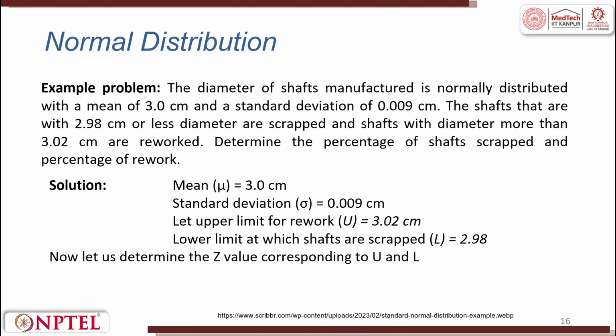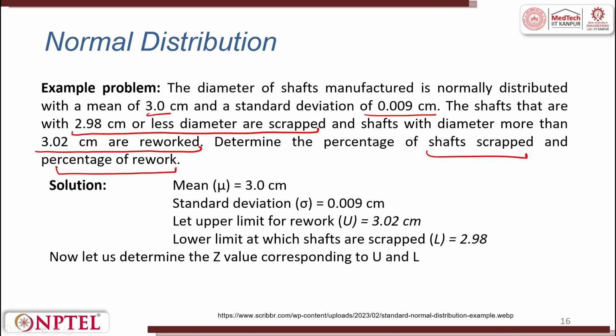Let me see another example to gain more understanding about the bell-shaped curve of the normal distribution. It is given here: the diameter of shafts manufactured is normally distributed with a mean of 3 cm and a standard deviation of 0.009 cm. Shafts with a diameter of 2.9 cm or less are scrapped, and shafts with a diameter more than 3.02 cm are reworked. Determine the percentage of shafts scrapped and the percentage of shafts reworked.